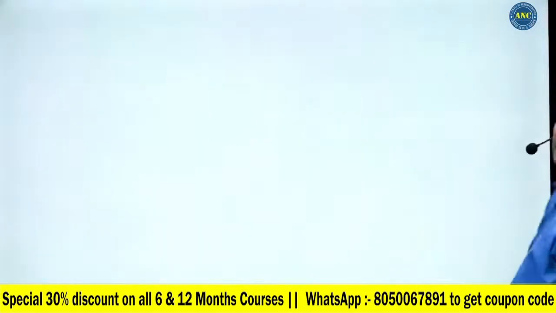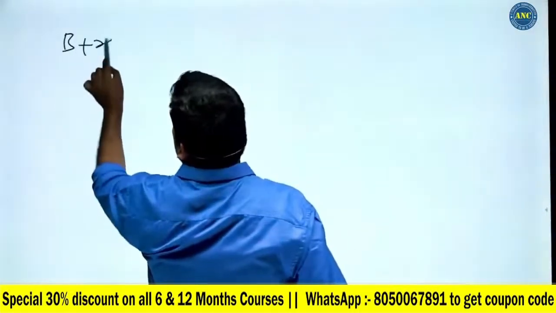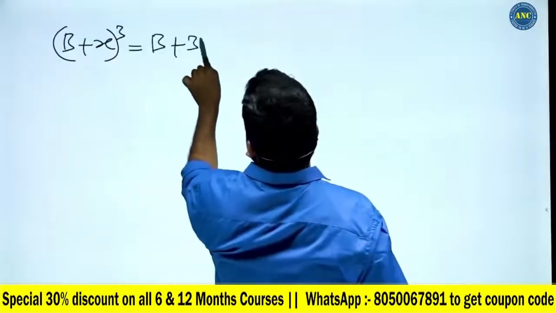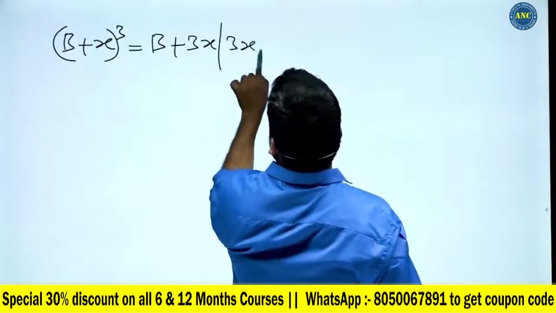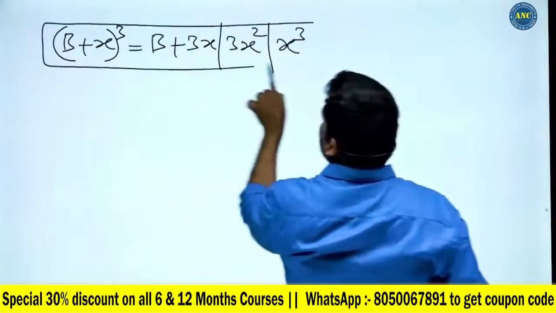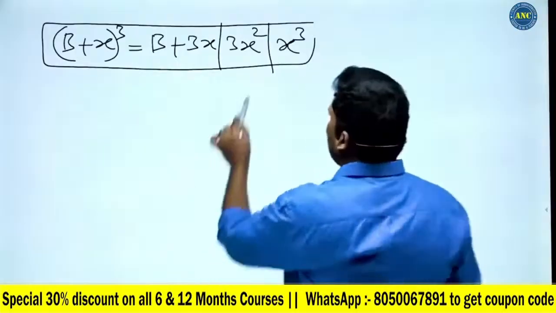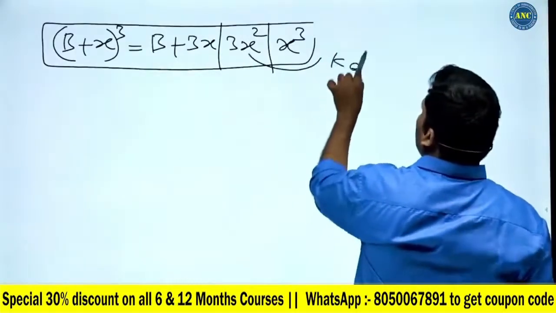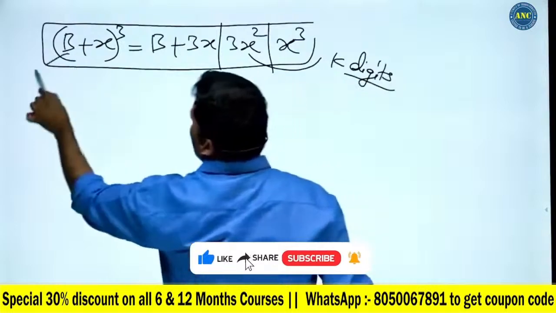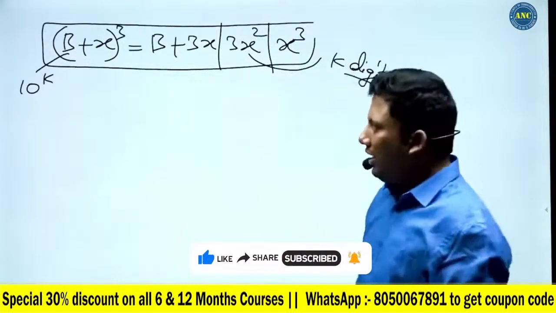1124864. We will write down the concept here. (b plus x) power 3 is b cube plus 3b square x, 3bx square and x cube. These both should take k digits, and this should take 10 power k.